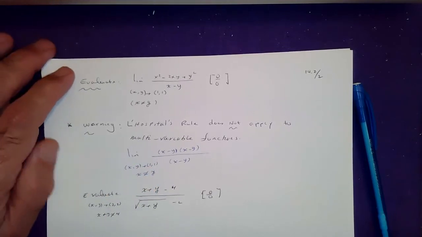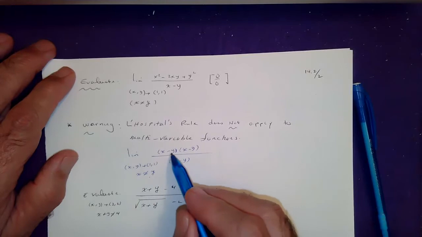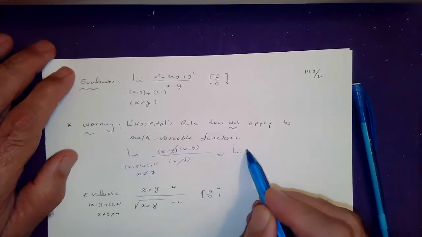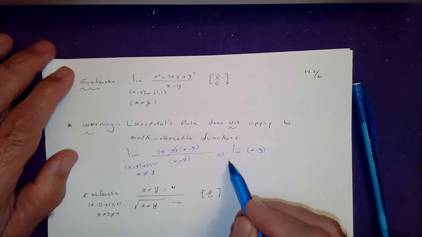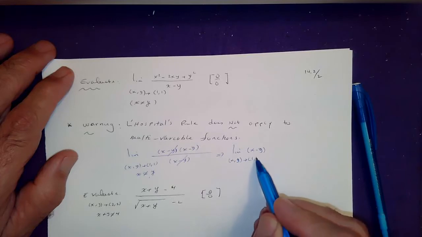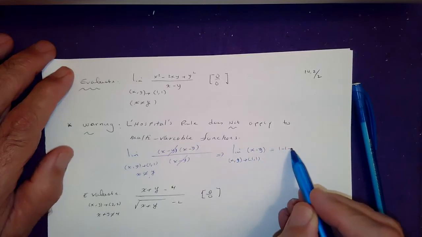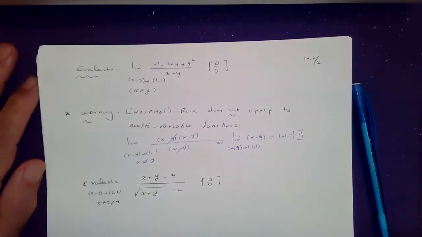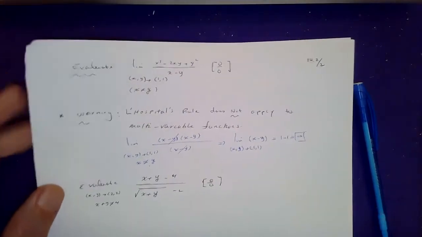All right. So because x is not equal to y, I can cancel these guys. That would be the same as just finding the limit of x minus y as x, y gets close to what now? 1, 1, which is 1 minus 1, so it's 0. So I do have an answer. Do you see it? Okay.